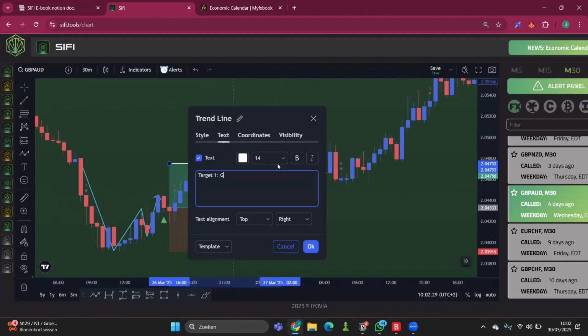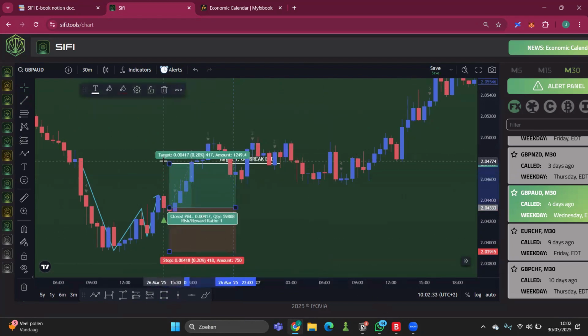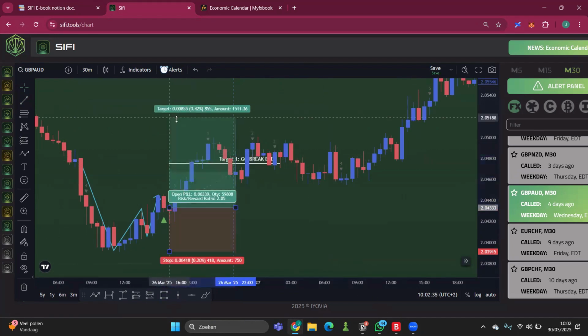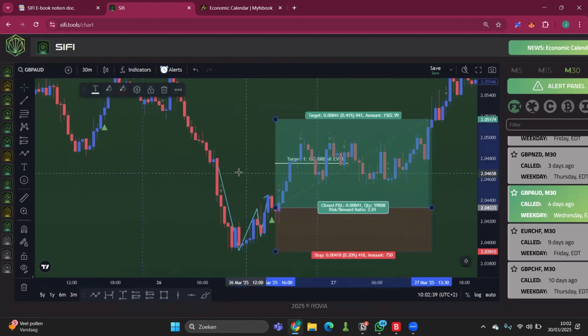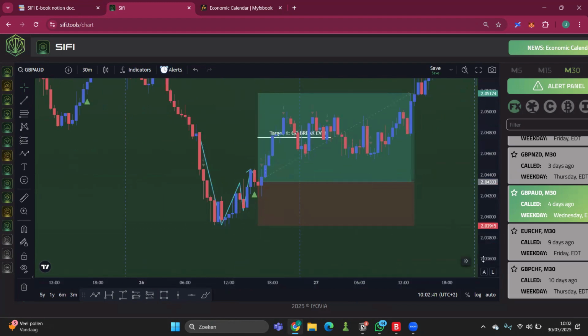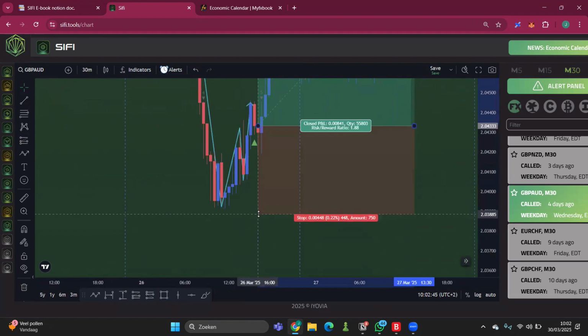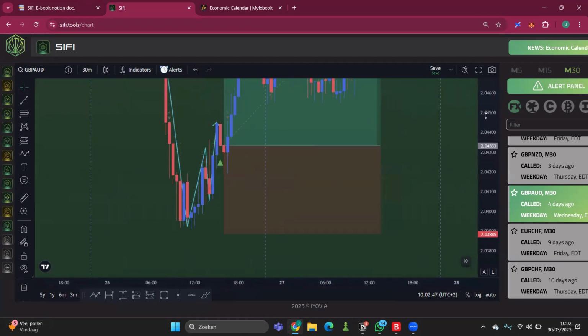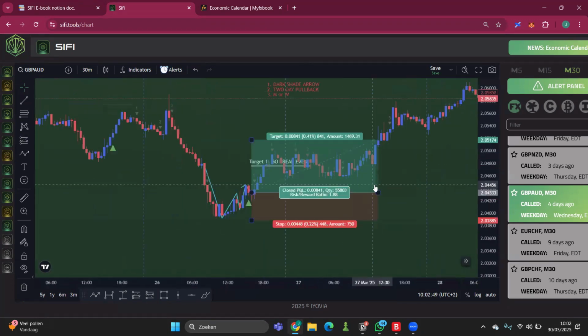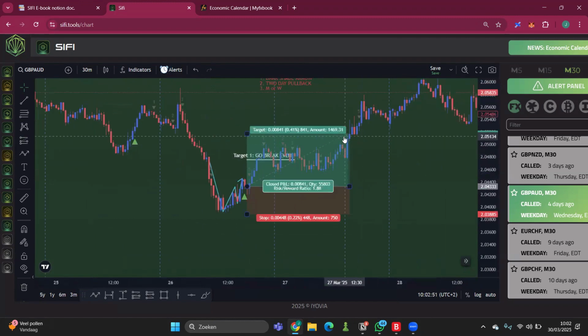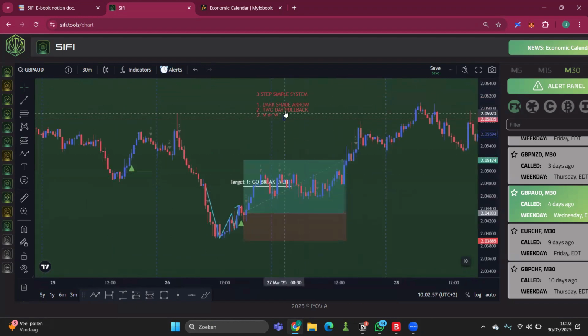Target 1, go break even. Cool. And then after that, target 2 will be right there. Of course, you always want to count in the spreads, so you put your stop loss a little lower than that. And at target 2 is where we take our full profit. So that's a plus 4%. Since we risk 2% per trade, this is a plus 4% on this trade.